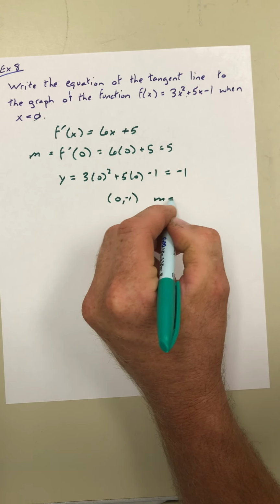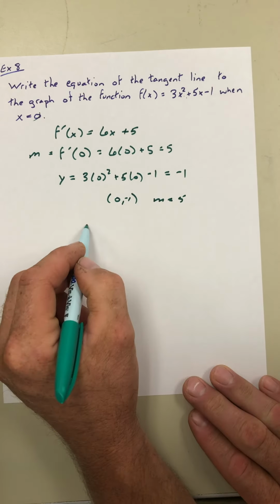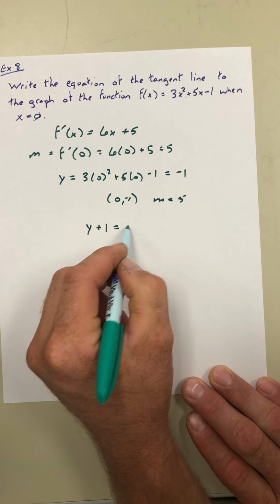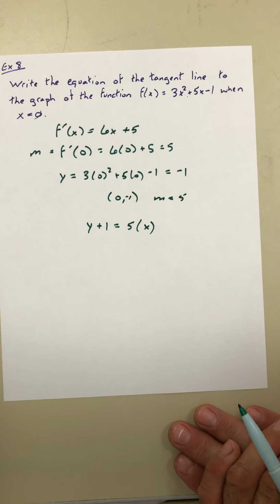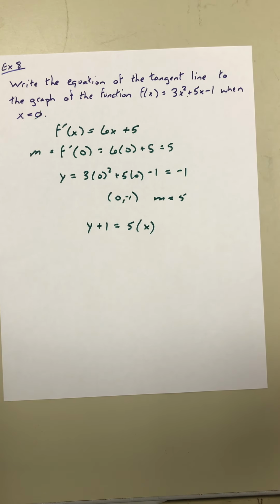Our slope is 5. We can write the equation. Y plus 1 equals 5 times x. Again, good enough answer. You could manipulate it to get to a different answer. Extended response, I would leave it just like this.